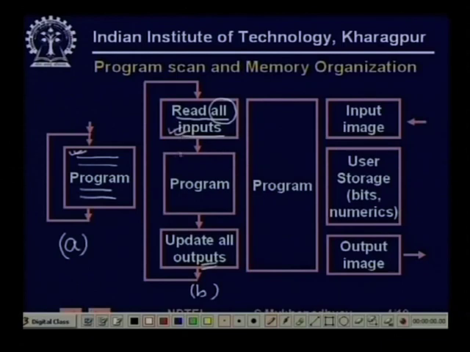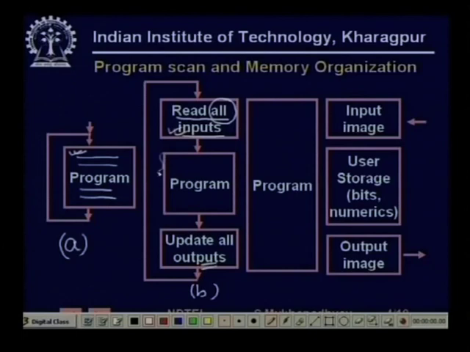After all inputs are read, the program logic gets executed. Now, during the execution of the program logic, various outputs are produced. As outputs are produced, they are written to some temporary memory, but just like inputs are read at the same time, it is not that whenever some outputs are produced and some output values are stored in memory, they would be going to the external world.